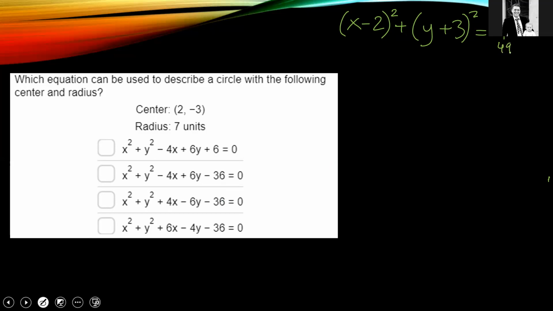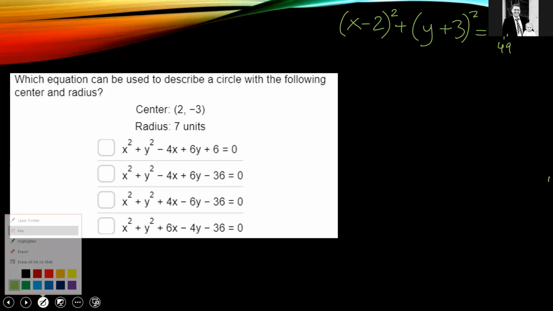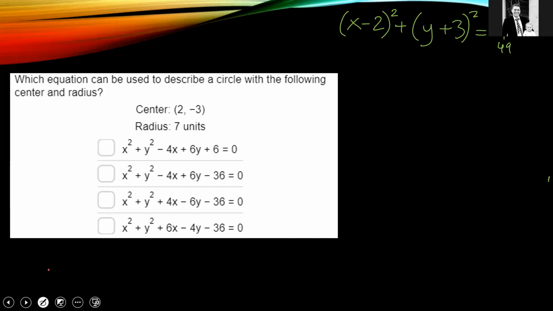Let's go ahead and do our squaring again. So we'll do the x values first. And now I'm going to be multiplying x minus 2 times x minus 2, because I'm multiplying it by itself. Multiply everything by x first. X times x is x squared. X times negative 2 is negative 2x. Multiply everything by negative 2. Negative 2 times x is negative 2x. Negative 2 times negative 2 is positive 4.